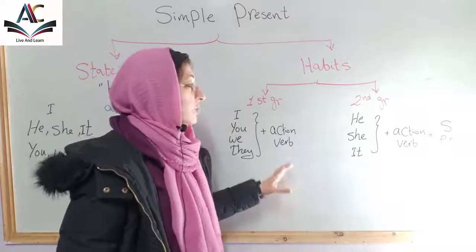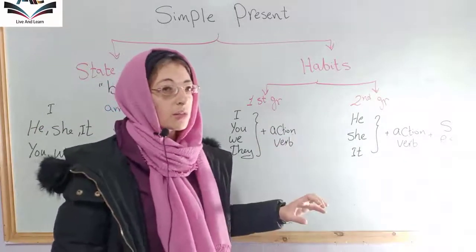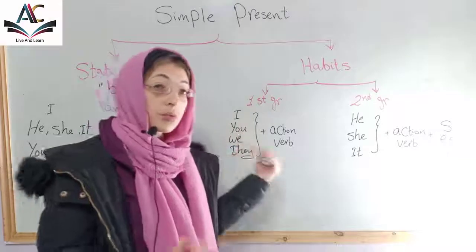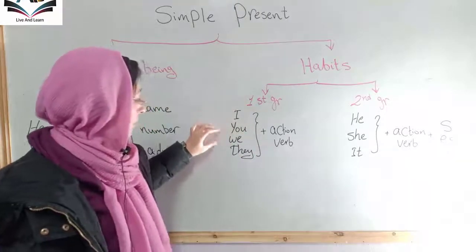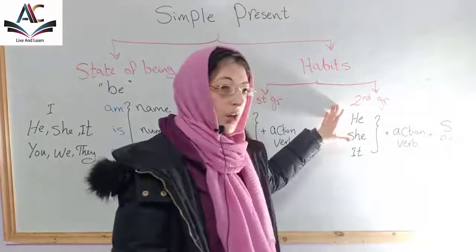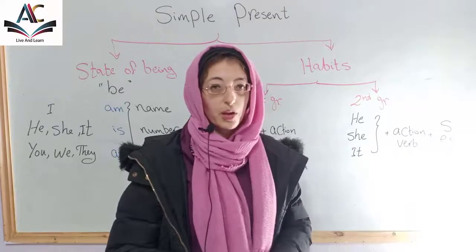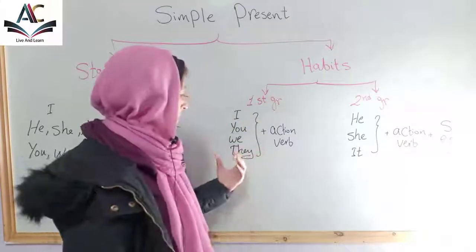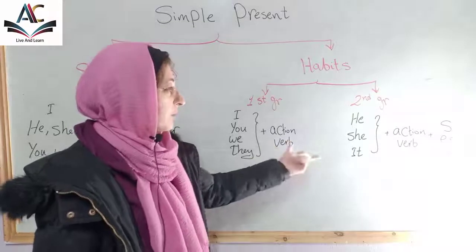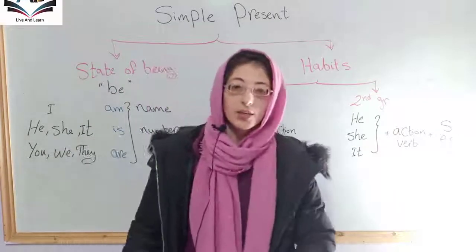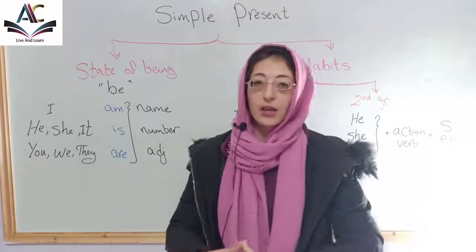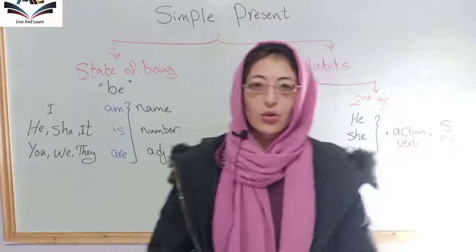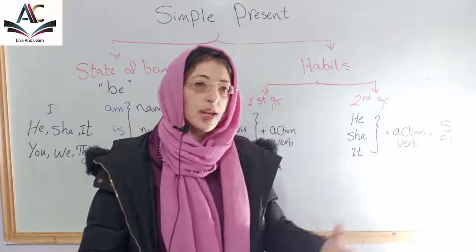And you have to remember that to talk about habits, you must divide the pronouns into two groups. We have the first group, and it's about the plural pronouns, as you see: I, you, we, and they. The second group of pronouns is singular pronouns: he, she, and it. So after the pronouns, you are allowed to use an action verb, like I eat spaghetti. They play football. We meet every night. Okay, so what is the difference between the first and second group?